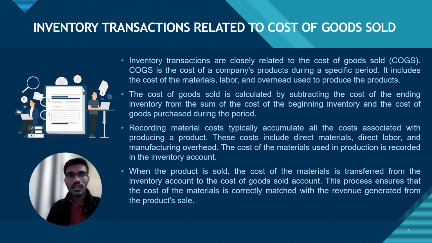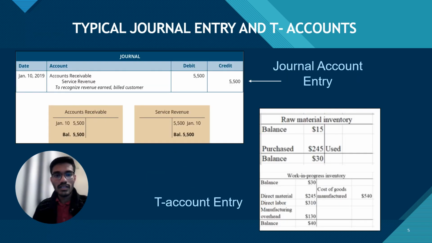So the typical journal entry and T accounts related to the inventory transaction are in this slide. In the journal entry, we have four columns: date, account, debit or credit. We will write the description, whether it is accounts receivable or service revenue, either debit or credit. In this way we can balance the sheets. And this is a small example of the T accounts entry for the inventory transaction.